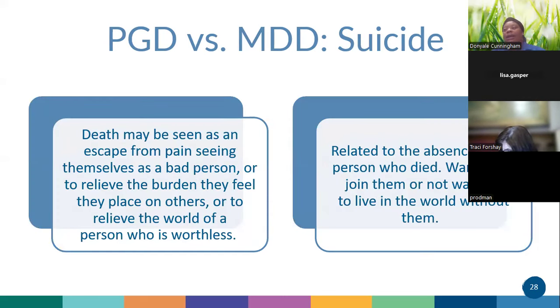So looking at suicide, someone experiencing it may see death as an escape from pain, see themselves as a bad person, want to relieve the burden they feel they place on others, or relieve the world of a person who is worthless. Or it may be related to the absence of the person who died, wanting to join them or not wanting to live in the world without them. So who can tell me the difference here? Which one is for prolonged grief disorder? Which one is for major depressive disorder?